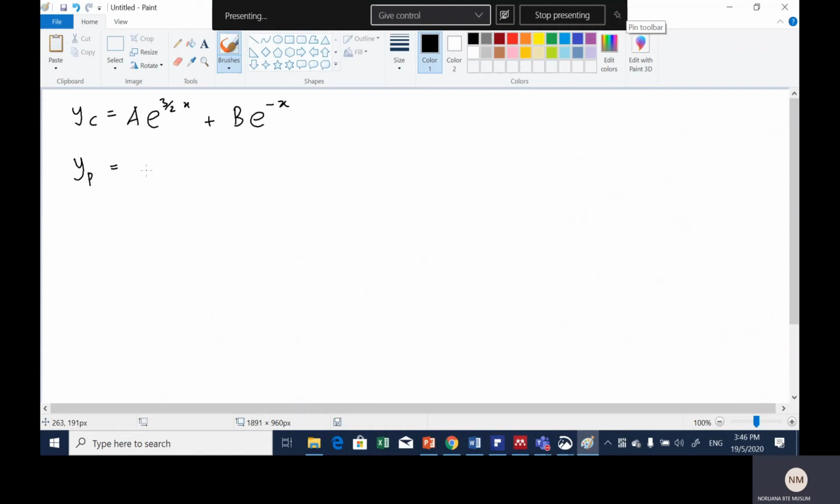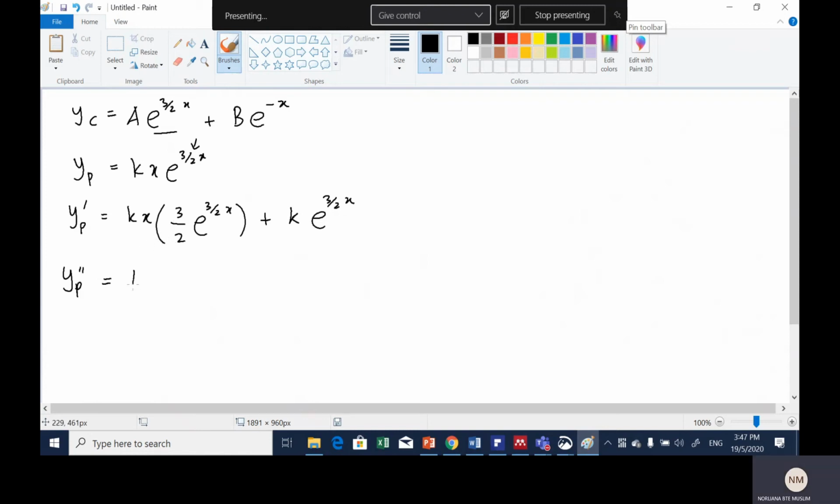So this time I'm going to write down Kx e to the power 3/2x. Why the extra x? Because this part appears in the complementary function and also on the right hand side. Find the first derivative: Kx times 3/2 e^(3/2x), plus the other part, differentiate x, so we have K e^(3/2x). Continue to differentiate for the second derivative.